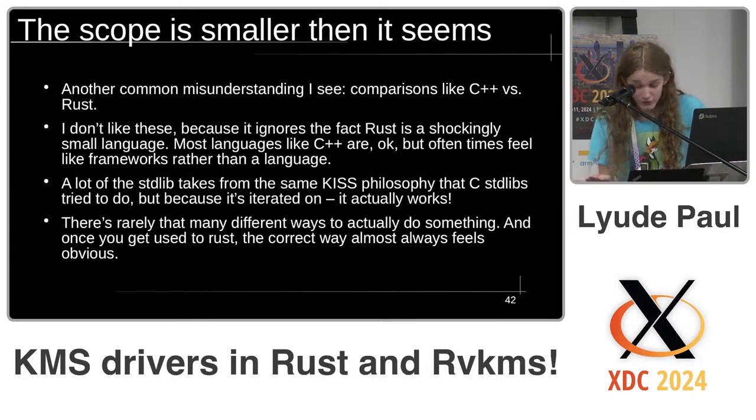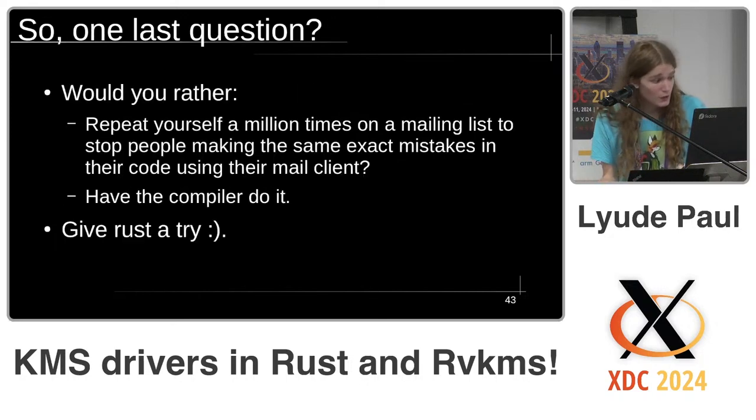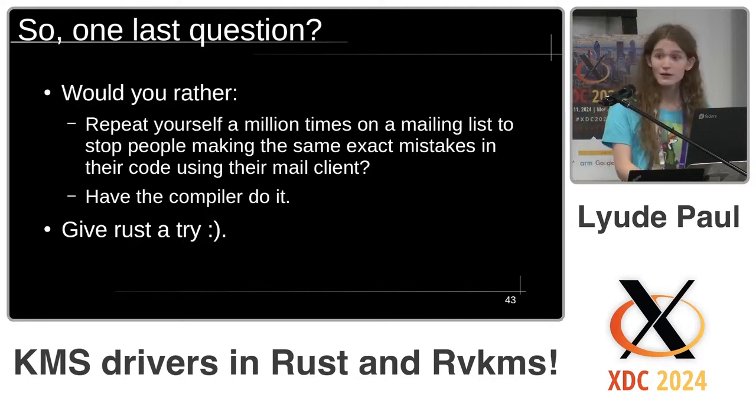So that sort of leaves me with one last question. Would you rather repeat yourself in a mailing list a million times to stop people from making the same mistakes in their code using your mail client, or would you just rather have the compiler do it? So give Rust a try.